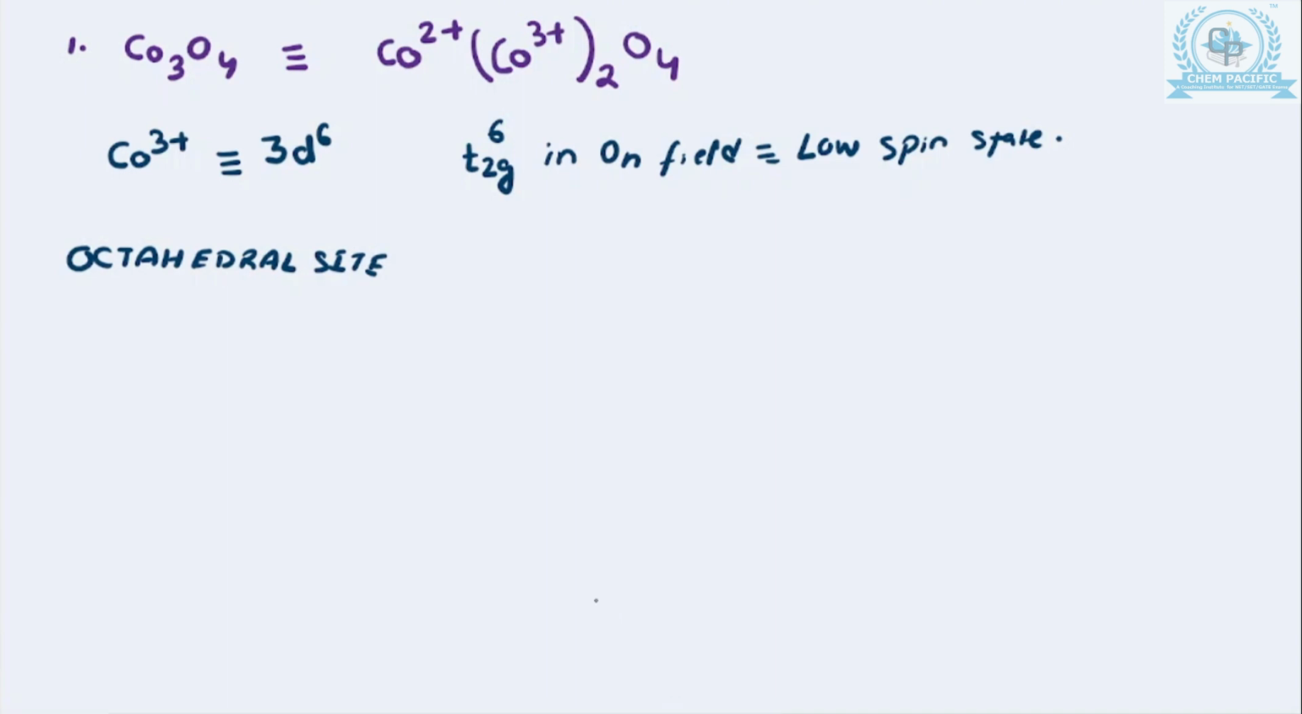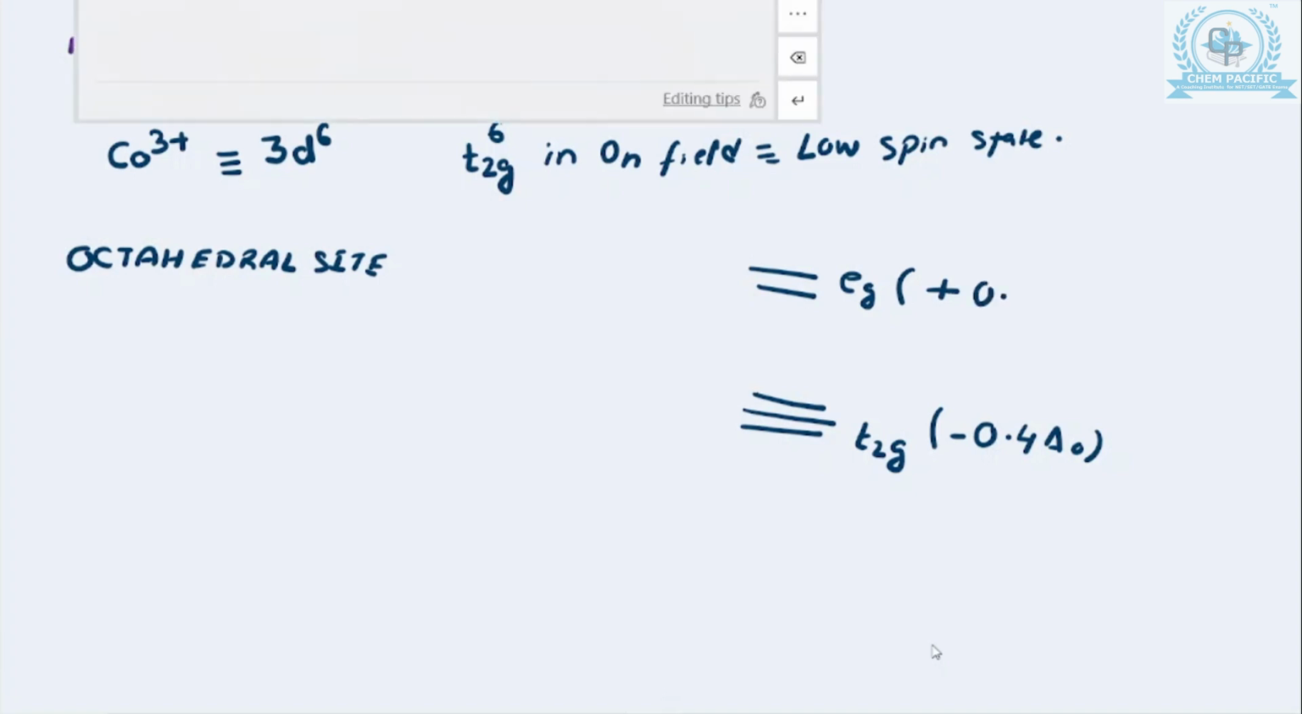सो ऑक्टाहेड्रल साइट जो है, इन द केस ऑफ ऑक्टाहेड्रल यू हैव t2g, so it is below the barycenter, it is stabilized, ठीक है, and this is having minus 0.4 delta zero value, and this is having the eg with energy level plus. So why is it plus? This is above the barycenter, it is higher energy, so it is plus in sign.